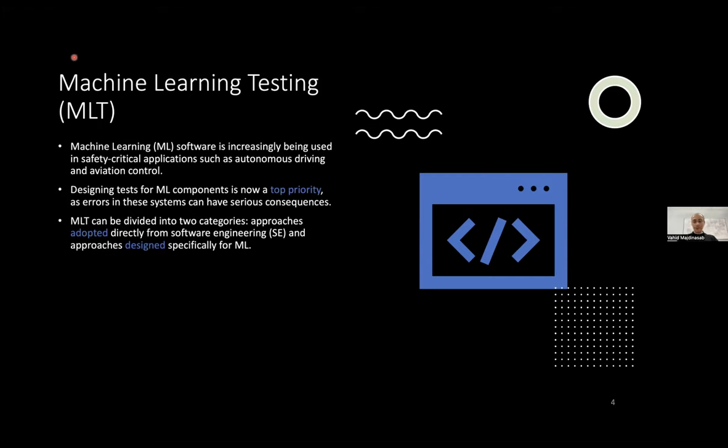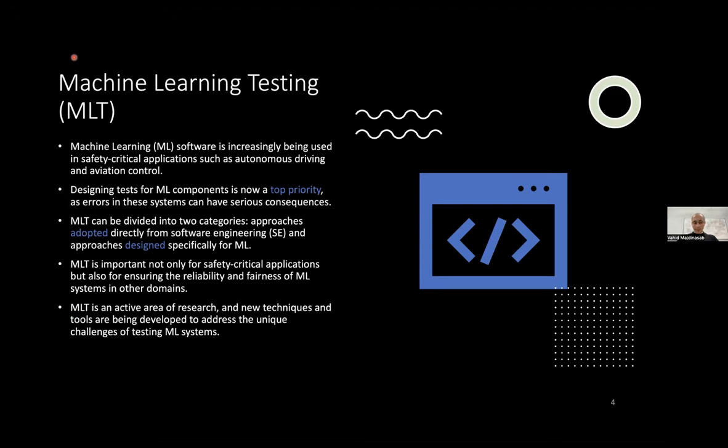Very broadly speaking, all of these approaches can be broken down into two categories. Either they are approaches that are adopted from traditional software testing, or they are approaches that are specifically designed for machine learning. And it's not only the safety critical models that need testing. Models that are being used in other sectors, such as finance or medicine, also need to be tested for reliability and fairness as well. Machine learning testing is an active area of research, and new techniques are being developed to address the unique challenges of all of these issues that I talked about.